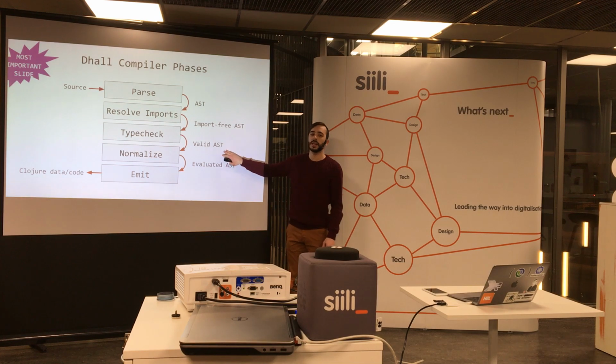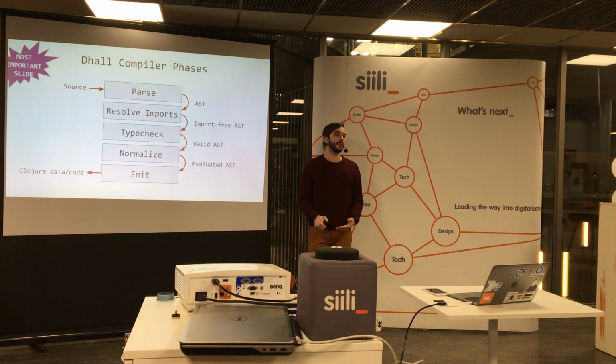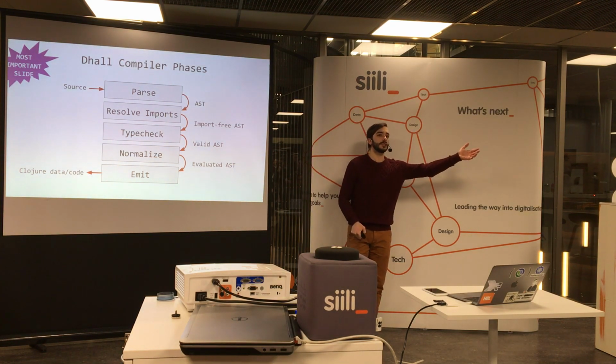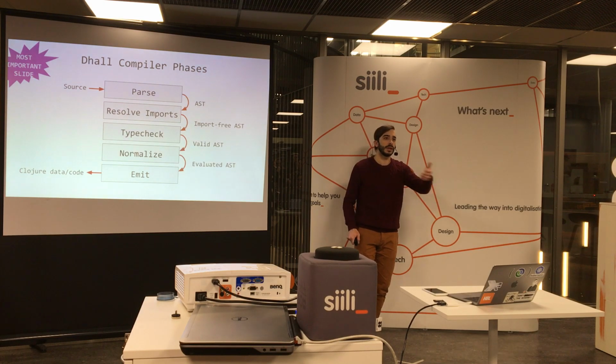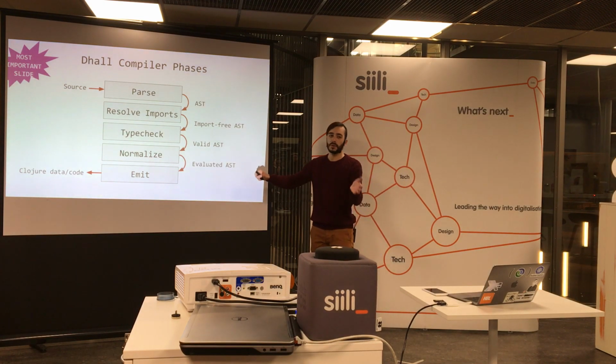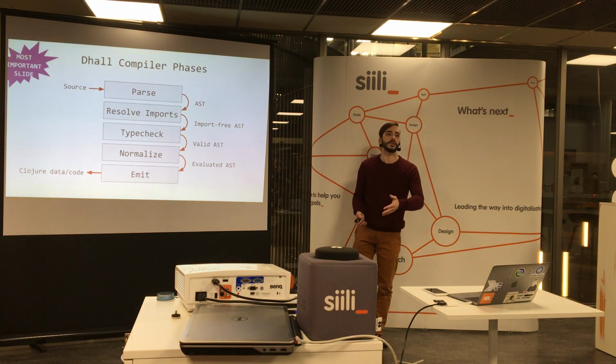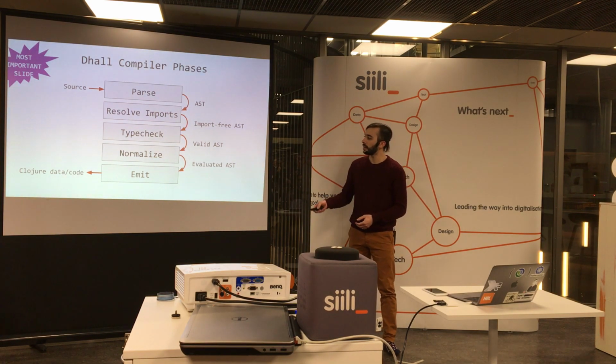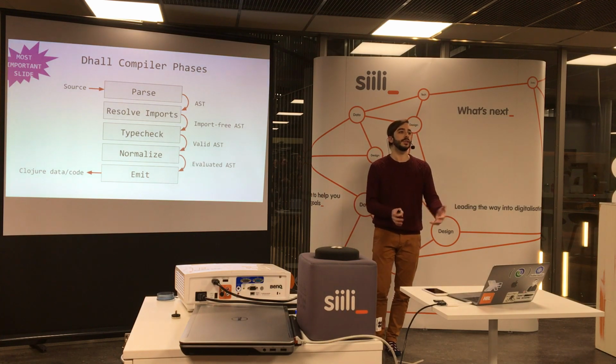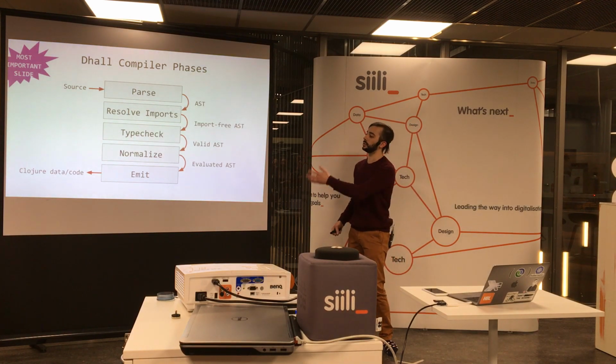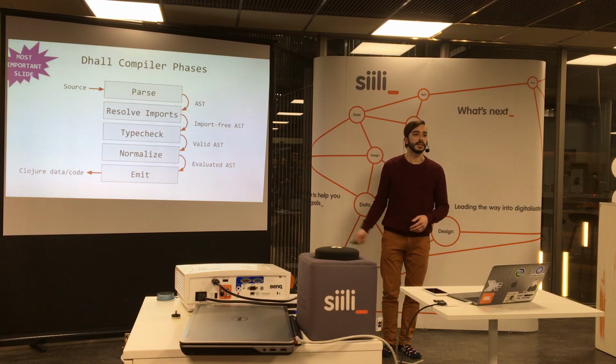After the type checking, you know that you have a valid AST, so you're not trying to apply a function that takes a number to a text, right? If everything is fine, then you pass this to the normalizer, which is the execution of the code. And after that, you have the executed code, and you can generate Clojure code or whatever native languages. Does this make sense?